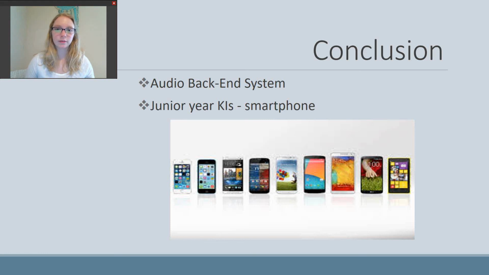And I think it's smart that the junior year KIs are about a smartphone, because since pretty much everyone has a smartphone, I think it really helps to engage us and make us want to learn and put all the classes together.